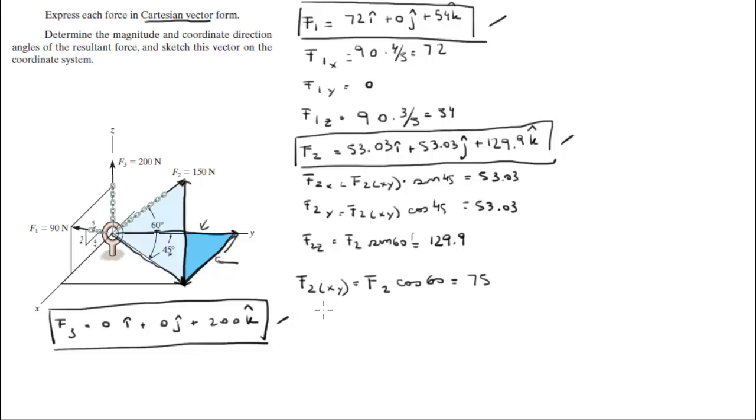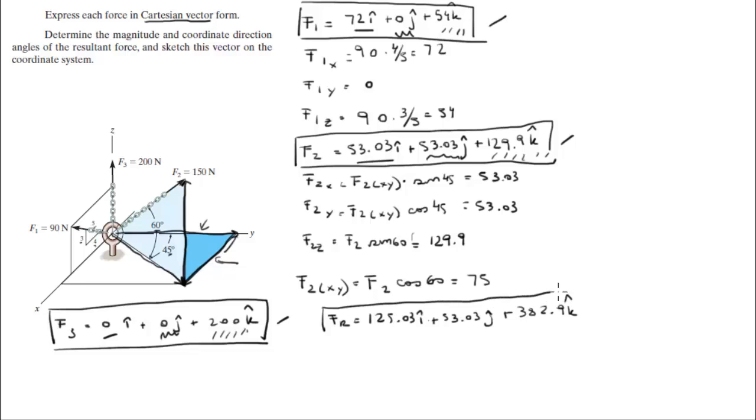Now we gotta find the resultant force, and to do that we gotta add the x's together, the y's together, and the z's together. And when you do, you're gonna get that the value is 125.03i plus 53.03j plus 382.9k. And this is the Cartesian representation of the resultant force.